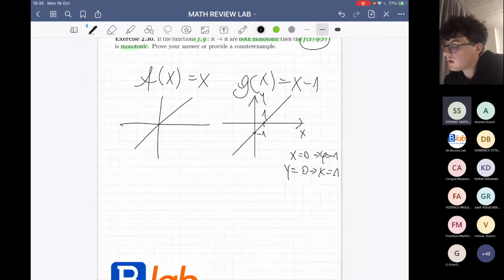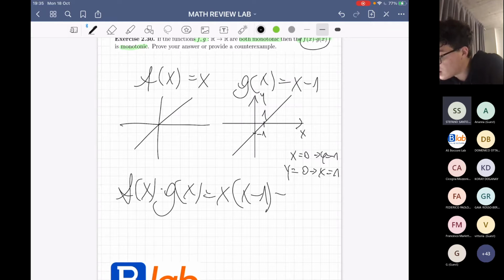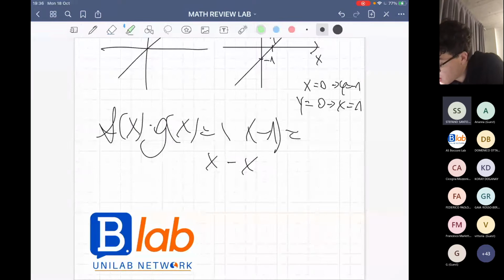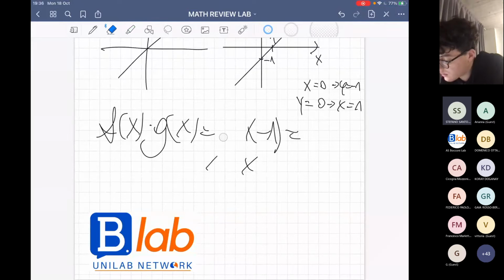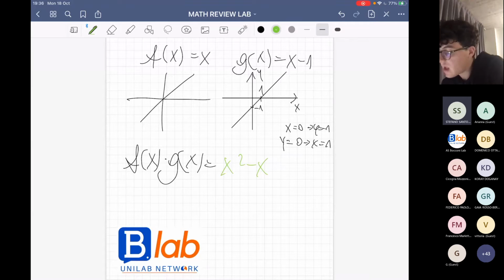For example, we just study that f of x times g of x is equal to x times x minus 1. So it's exactly equal to x squared minus x. What is this? It's a function we know, so we can draw it. It's x squared minus x, and it's a parabola, a curve that we know. So simply we can try to draw it.